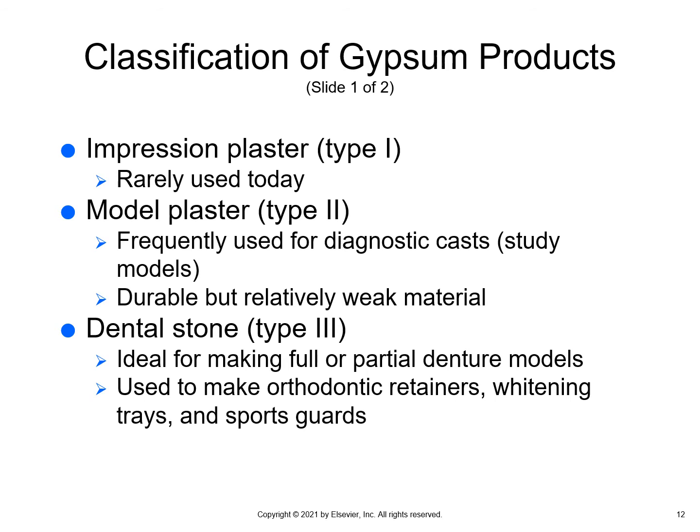Dental stone is typically what you'll see in the application of a dental hygienist or even in a dental office. Many times, if you're just making bleach trays, night guards, fluoride trays, things like that, we typically use dental stone, which is type 3. This is ideal for full or partial denture models, orthodontic retainers, whitening trays, and sport guard models.